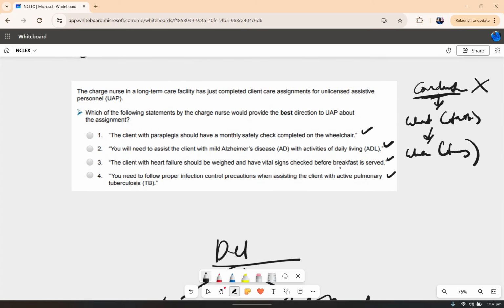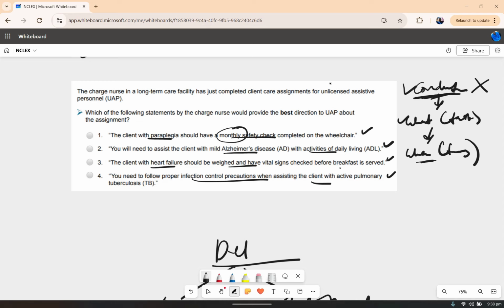Now, take a look at this particular one. We have the condition, we have the task, we have the condition, we have the task, we have the condition, we have the task, we have the condition. Let us just assume that is the task. Now I'm looking for the when. Right. Now, the when right here, I'm going to say you should complete a monthly safety check. When are we doing it? You understand? When are we doing it?